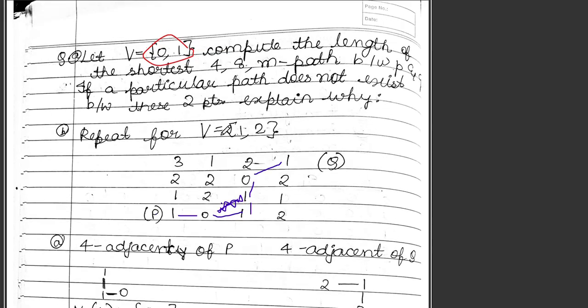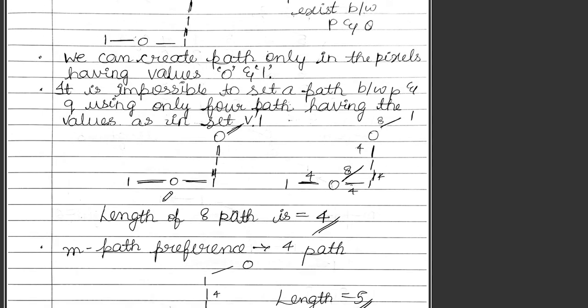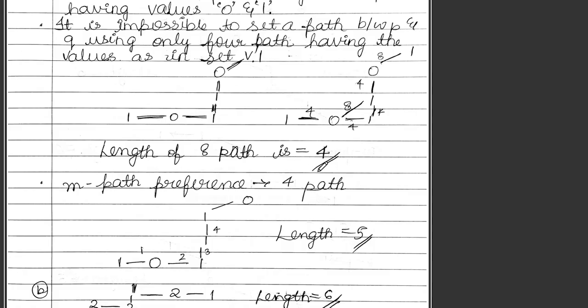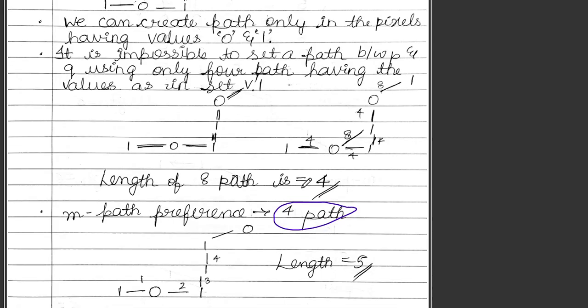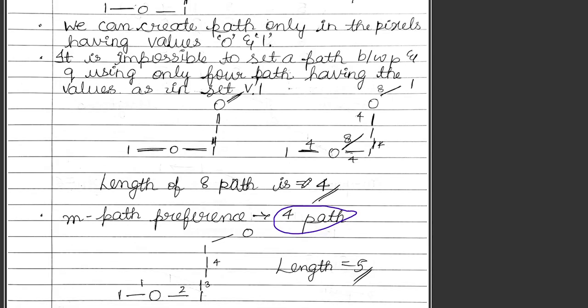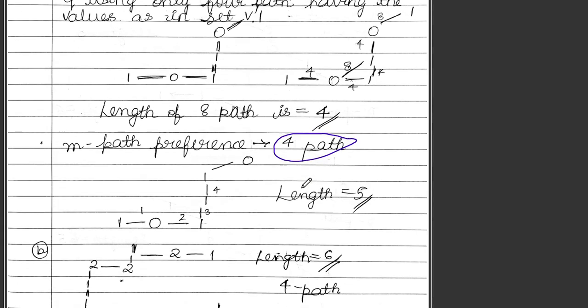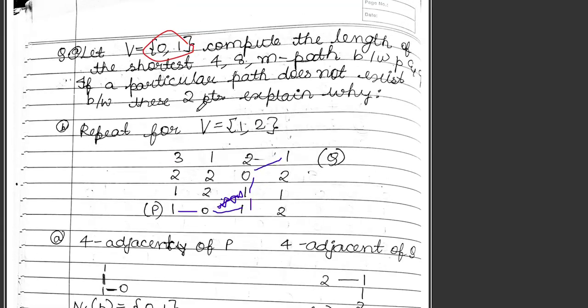The second part would be, we'll consider the set V is equal to 1, 2. You can look into the solution in detail that is written here. The main thing to remember in mind is, if M path adjacency you are using, then you have to give highest preference to the 4 path adjacency. No matter the length of the path increases, you have to consider 4 path adjacency as the first priority in case of M path adjacency. Next we'll solve the part B problem.